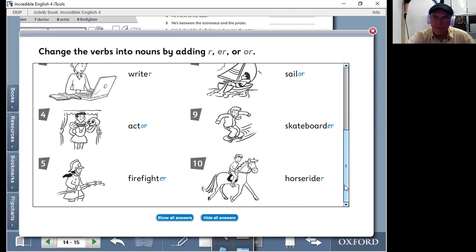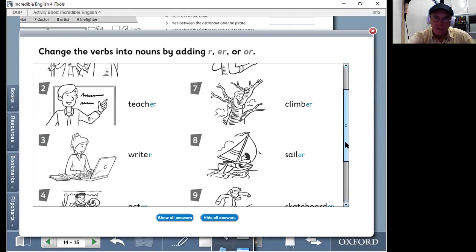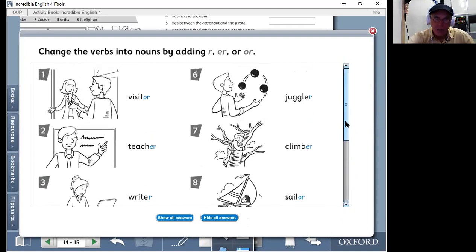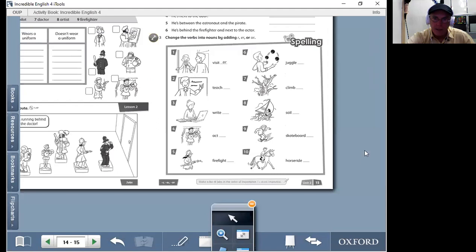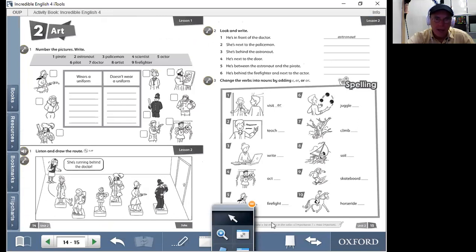And then that's finished, okay, students? So you can check that your answers are the same as this. Okay. And that, this exercise together with this one, and this one here was lesson two.